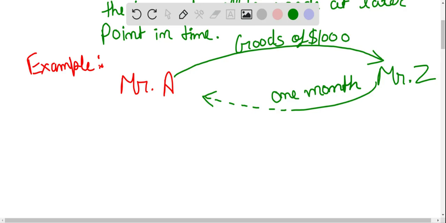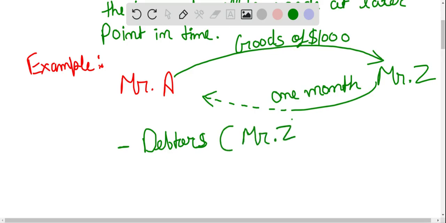Now what happens? To record that transaction, there will be two items affected. Okay, first of all, debtors. Now who are the debtors? Debtors are the persons from whom the amount is recoverable. So as in the current case, Mr. Z is a debtor for Mr. A. Okay, so you can write on to your books.